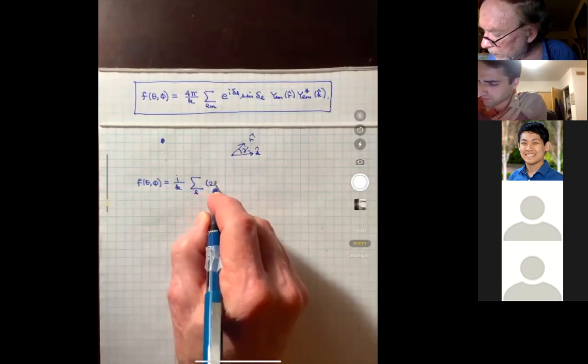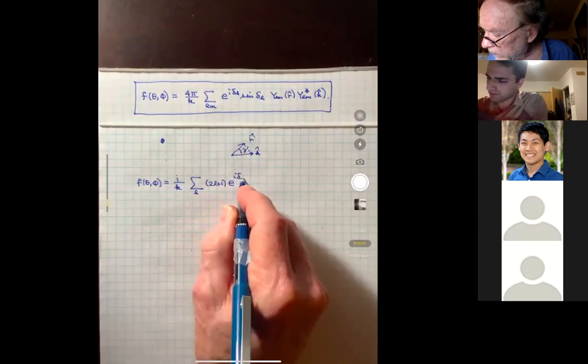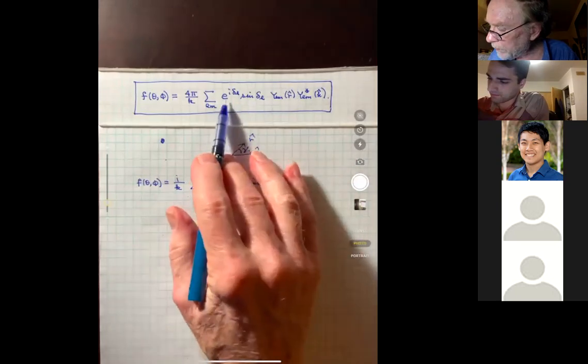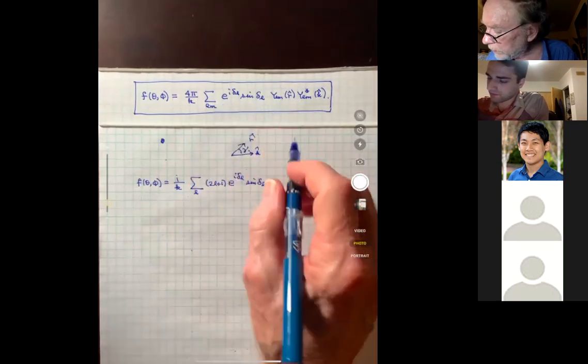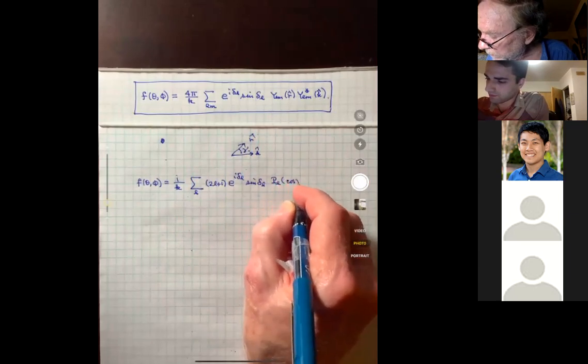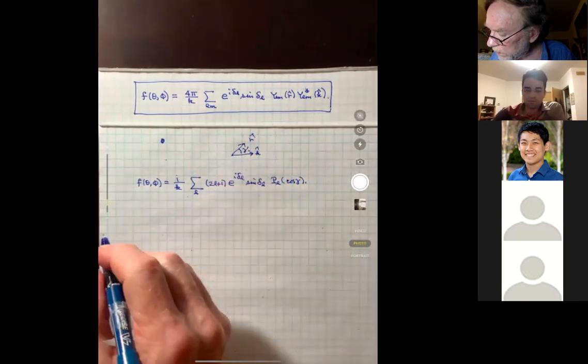You get a 2L plus 1. You get the e to the i delta L times the sine of delta L. That I'm just copying from up here. And then the product of YLMs gets replaced by the Legendre polynomial of cosine gamma. All right, so gamma is this angle.